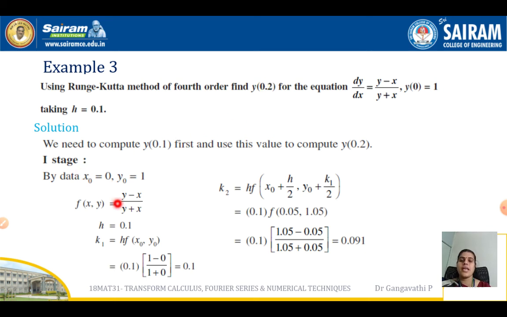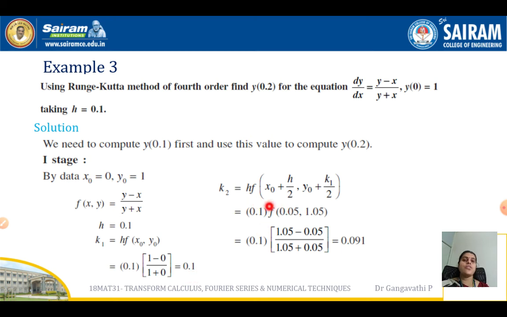Look at the first stage. x naught is 0, y naught is 1, and f of x comma y given in the problem is (y minus x) by (y plus x). h is 0.1. So k1 is h into f of x naught, y naught. Replace x by x naught and y by y naught in this formula, so you get your f of x naught, y naught. Multiply by that h, and you get the value of k1, which is 0.1.